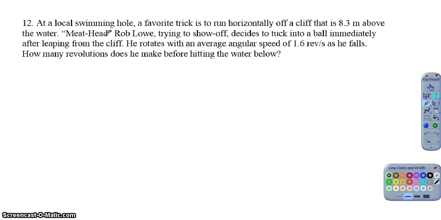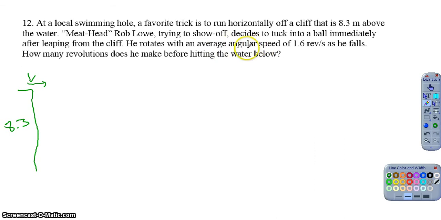Okay. So at a local swimming hole, a favorite trick is to run horizontally off a cliff 8.3 meters above the water. So we've got our cliff. It's a jagged cliff. That's okay. I know that the height is 8.3, and I want to run off this way with a velocity. Okay, so I just want to run off the cliff. I don't want to jump up. That would change things a little bit. Okay. Meathead Roblo, being a bit of a show-off, decides he wants to tuck into a ball and see how many times he can spin on the way down.